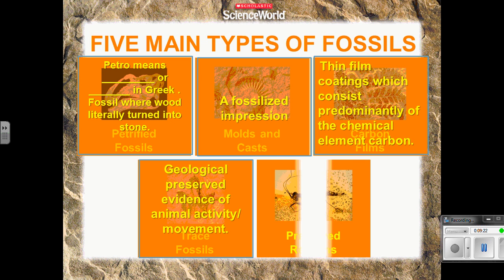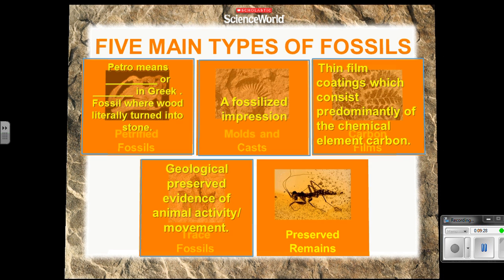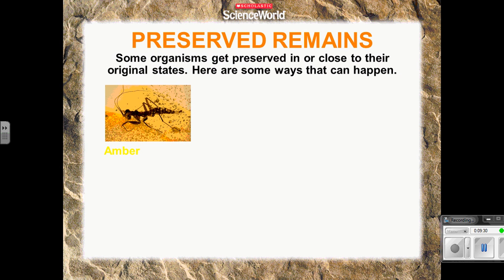All right, so then you have the preserved remains, which we just mentioned within the five types. But for the preserved remains, there are some organisms that get preserved in or close to their original state. And here are some ways that this can happen. So it's preserved, meaning it didn't change over time. In amber, that's one thing that we talked about.